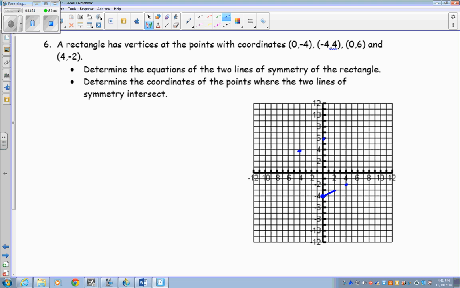So I'm going to create that rectangle. And our rectangle is kind of rotated a little bit. We're going to determine the equation of the two lines of symmetry of the rectangle. A line of symmetry is basically like your line of reflection. Or if I was to fold on that line, I would have two congruent pieces exactly reflecting each other. So we have basically two lines of reflection.